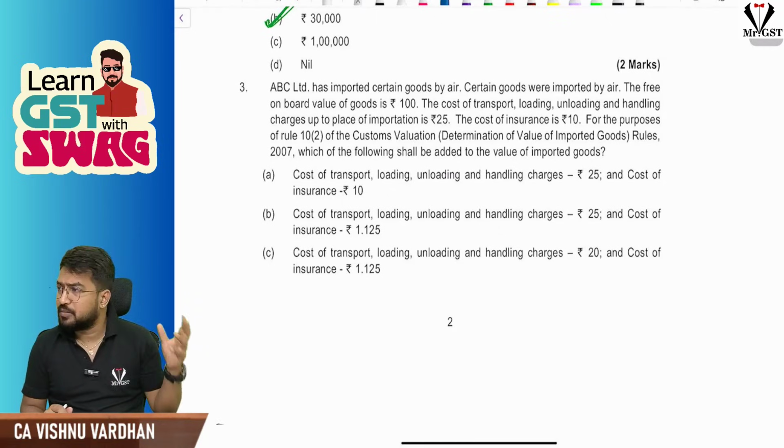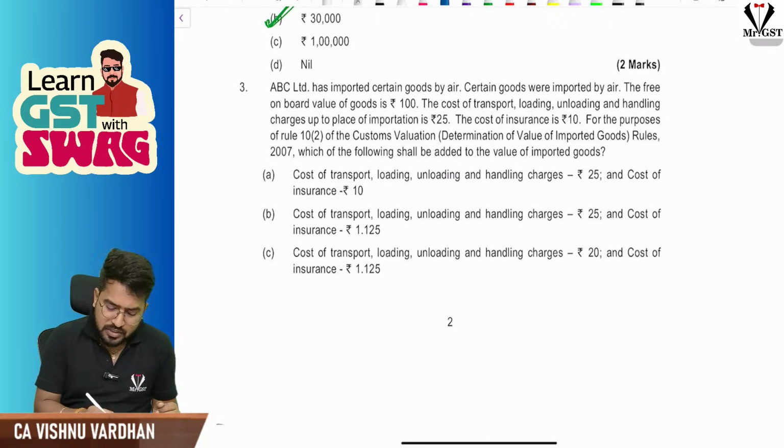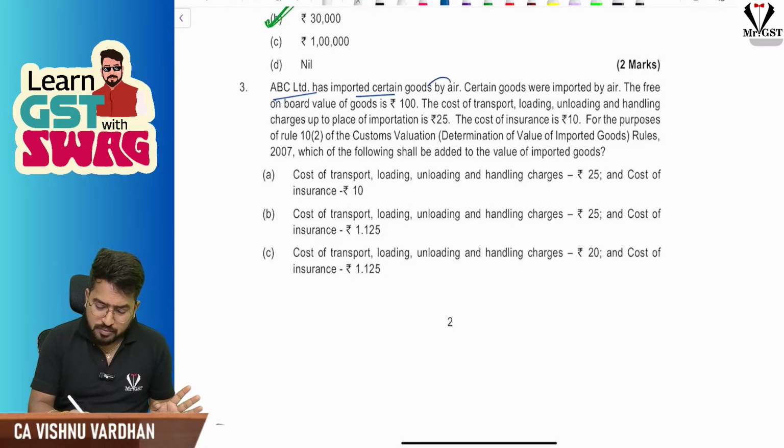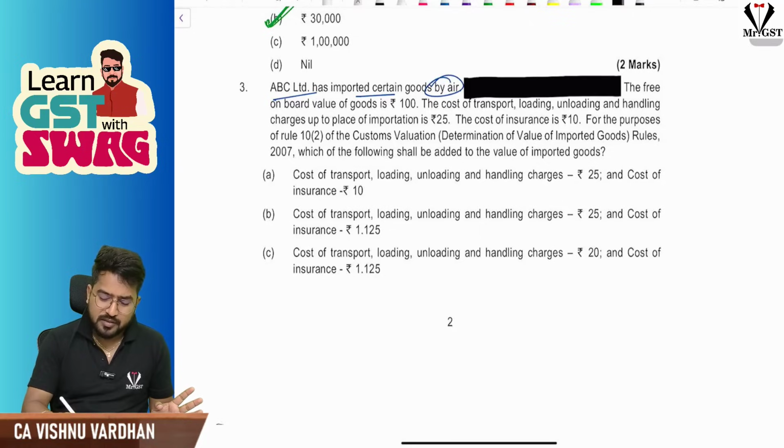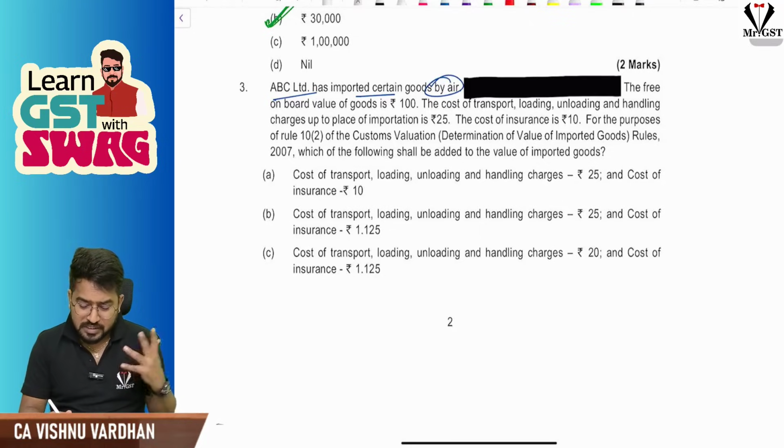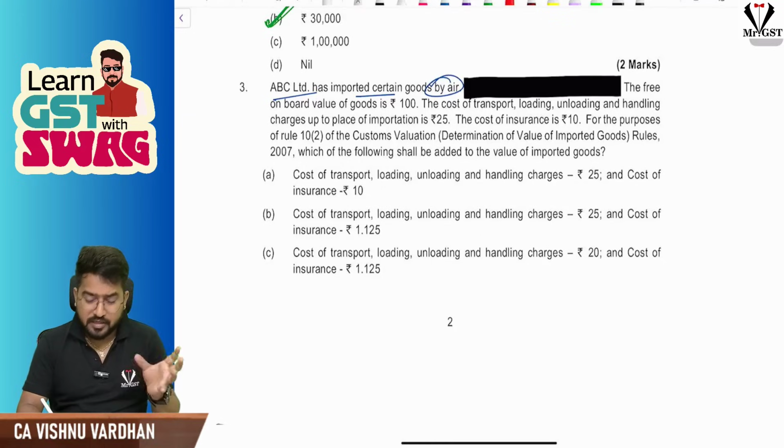There is a problem in MTP1 also. So this is all about imported goods by air. They have given one more time, certain goods are imported by air. A good number of mistakes are happening in MTPs, right? I mean in drafting the questions or typos, all that. Fine, no problem.